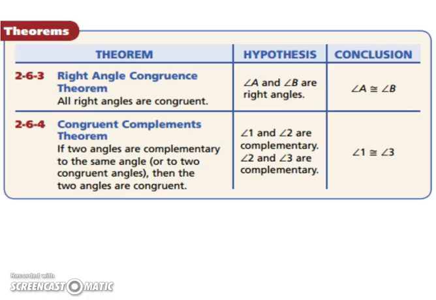Two more theorems. The right angle congruence theorem states that all right angles are congruent. And the congruent complements theorem, very similar to the congruent supplements theorem: if two angles are complementary to the same angle, then the two angles are congruent.